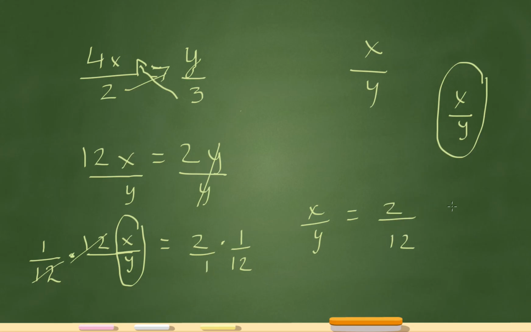And then 2 divided by 12 is just 1 over 6, so x over y equals 1/6. Answer choice C.